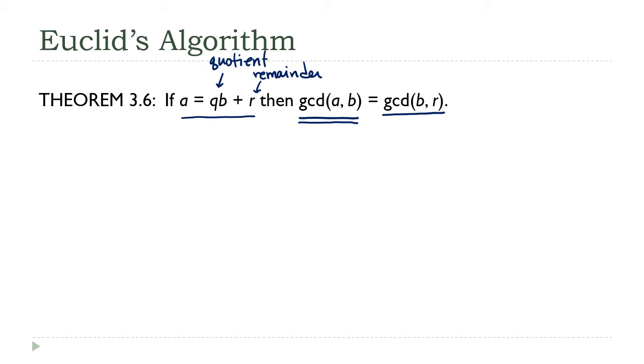What makes that cool, what makes it useful or efficient, is R is going to be smaller than B, and B is smaller than A. So every time we do this calculation, the numbers that we have to find the greatest common divisor of are going to get smaller. And that's a good thing. Smaller numbers are easier to work with. Okay, so to see what I'm talking about here, let's actually work through an example.